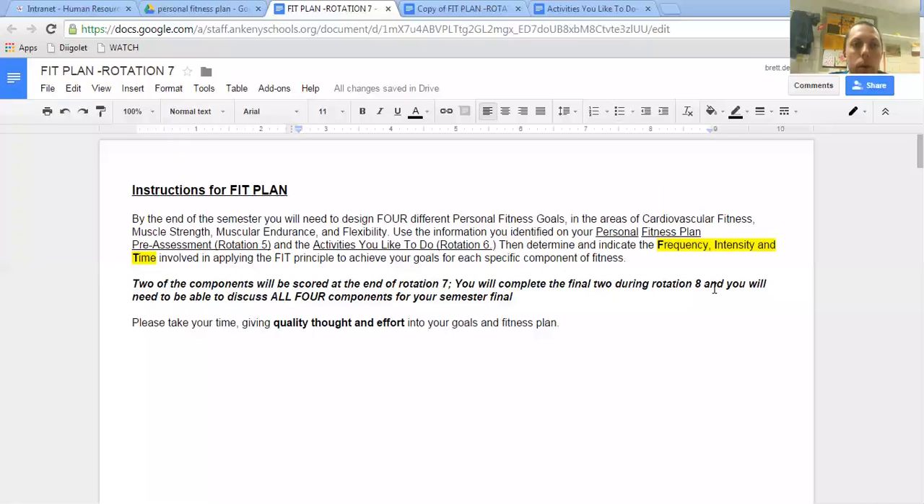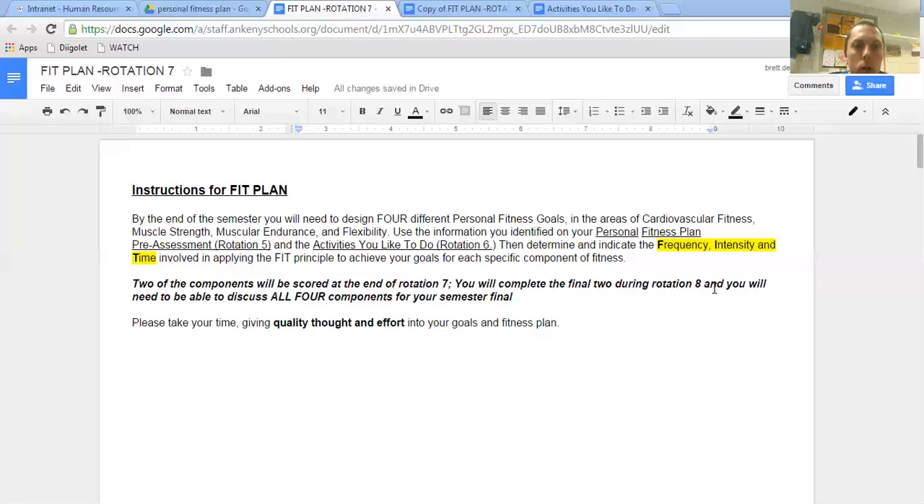By the end of the semester, you will need to design 4 different personal fitness goals in the areas of cardiovascular fitness, muscular strength, muscular endurance, and flexibility. You're going to use this information along with the stuff discussed earlier from rotation 5 and rotation 6. Then you're going to determine and indicate frequency, intensity, and time, which is also the FIT principle, to achieve your goals for each specific component of fitness.